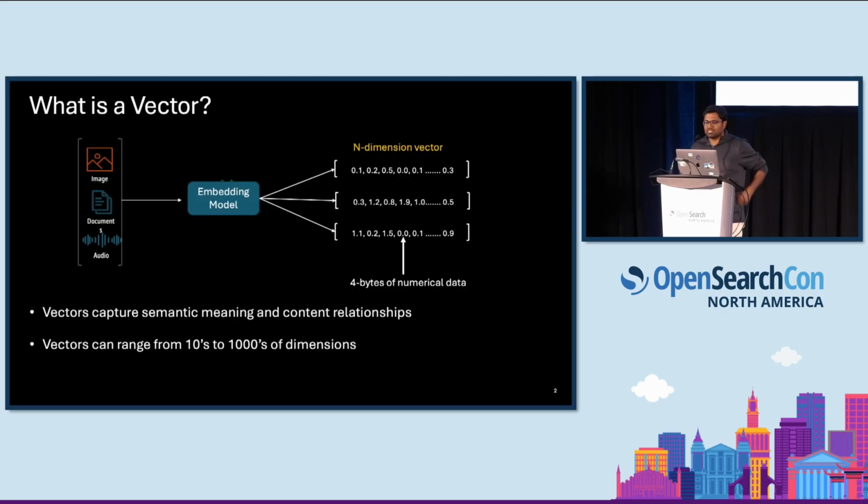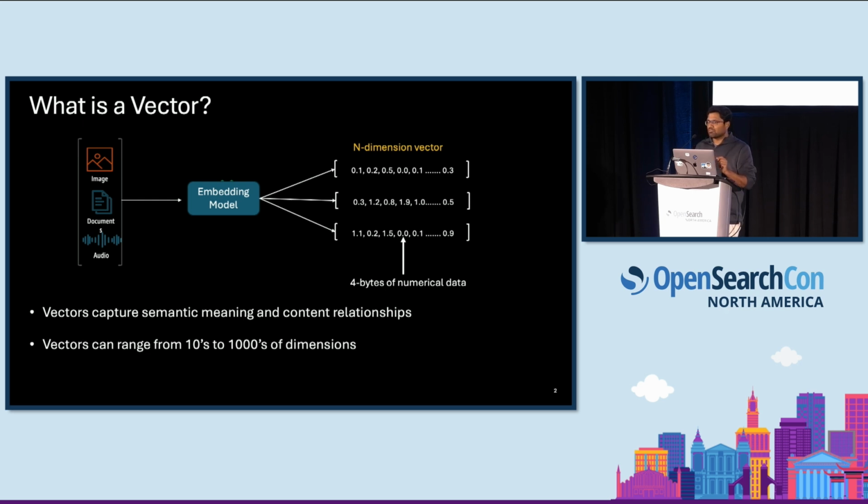So let's dive into the basics. So what is a vector? Think of a vector as a numerical representation of your data. Your data could be text, image, audio, video. When you pass this data through the embedding models, it generates vectors. And these vectors capture the semantic meaning and the content relationships.